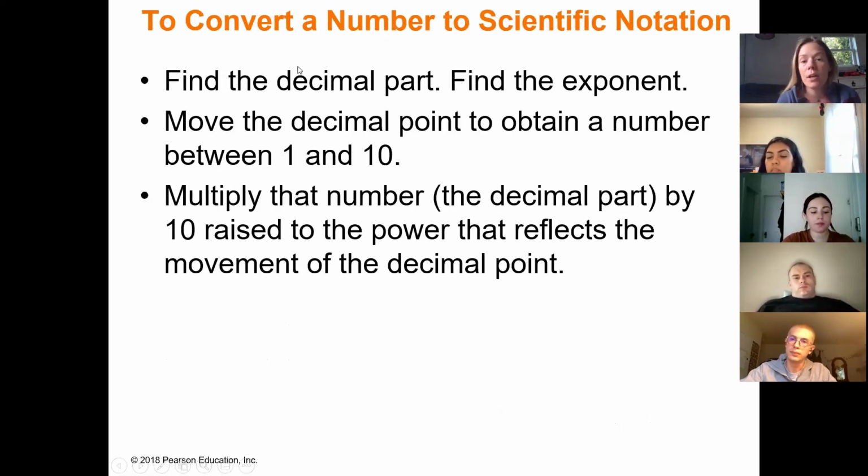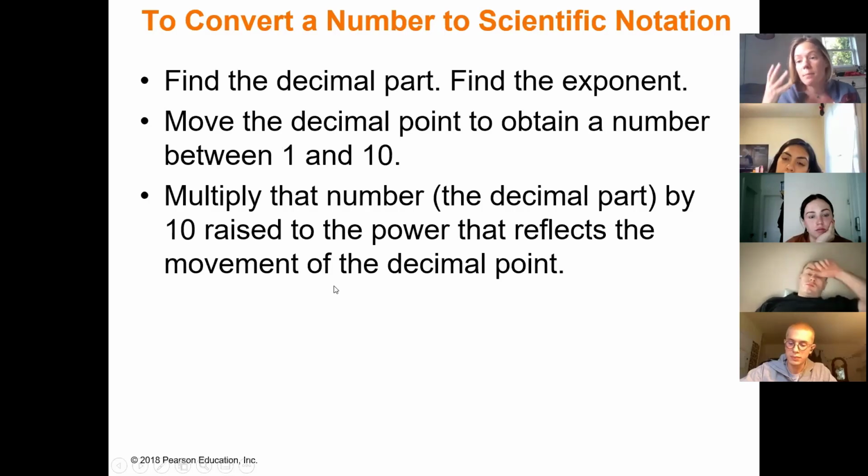To convert a number to scientific notation, first find the decimal part. You'll be given a number, and you want to find the decimal part that lies between 1 and 10. Then move where the decimal is currently living, which is usually at the very end of the number, to that new spot. You'll count how many hops it takes to get to that new spot, and that will be the number that you put as the exponent. If it's a big number, positive. If it's a small number, negative.